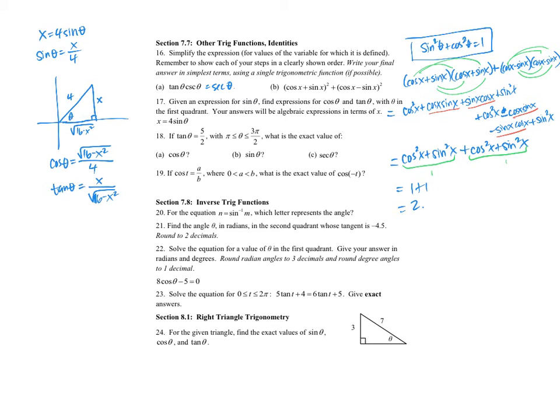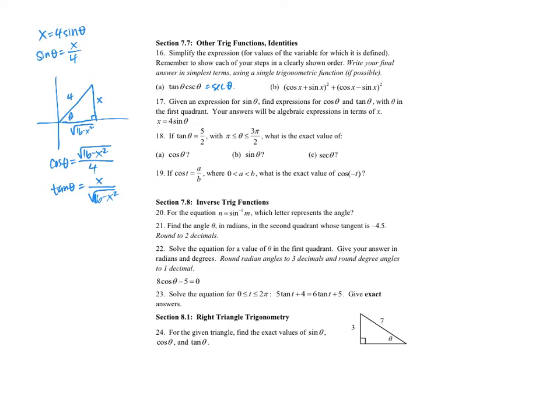On number 18, it gives me a value for tangent theta and tells me what quadrant we're in. So I know that we are in quadrant 3, excuse me. So this is pi, and this is 3 pi over 2. And so we're down here. So here's our angle theta. And I know that the tangent is 5 over 2. So I can label this as -5 and this as -2. I know they're both negative because I'm in the third quadrant, and that is, I'm going in a negative direction in the x and a negative direction in the y.